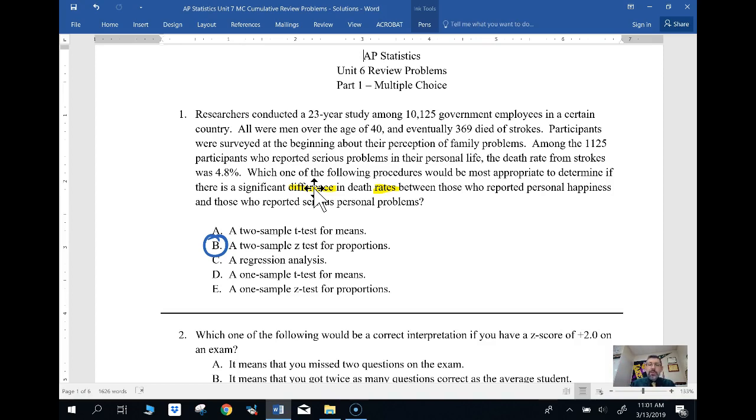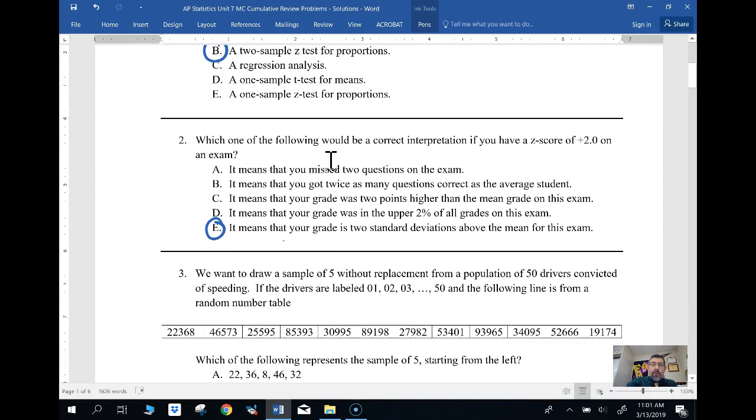The reason I know this is a two-sample Z-test for proportions is because we're talking about rates. Nowhere in this problem does it say anything about means. If it says mean or standard deviation, that's a pretty good hint that I'm going to be using a t-test or a t-interval. All right, number two was E.